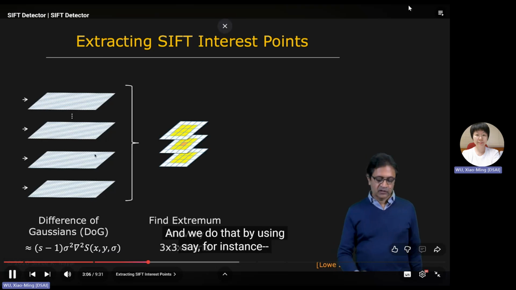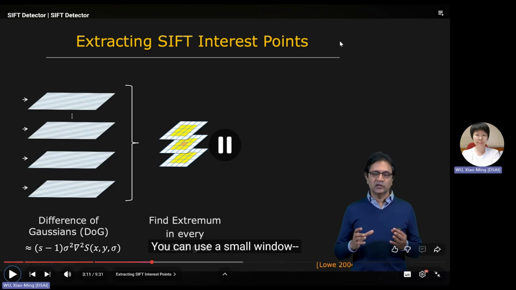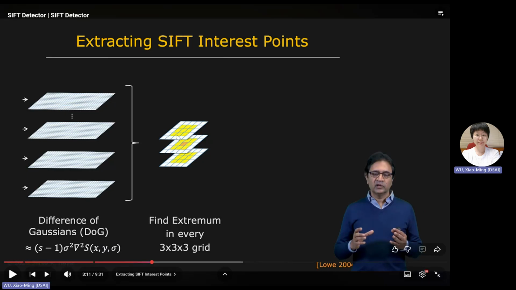And you can do this in many different ways. You can use a small window. So we do this by using a 3 by 3 by 3 grid. It's like we slide this grid, we examine the grid across the stack of images, and we see whether the orange point is the extrema among the 27 yellow points.